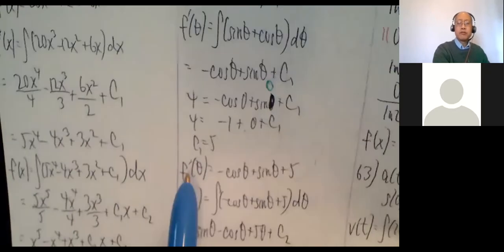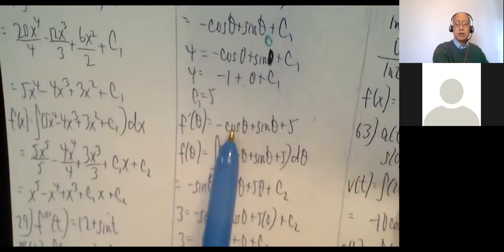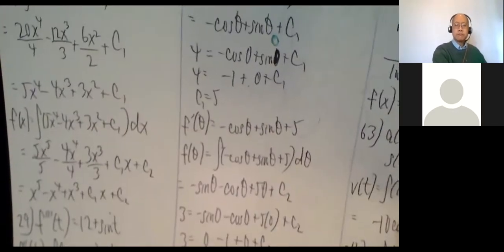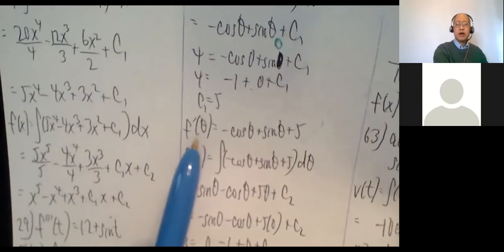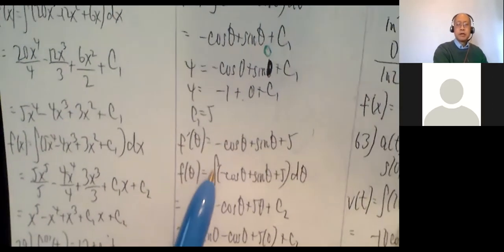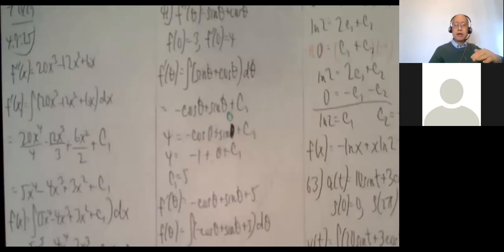Property number two, for the derivative function, when I plug in 0, I should get 4. So plug in 0. Negative cosine of 0, that's negative 1, plus sine of 0, 0, plus 5. Negative 1 plus 5 is 4. It works. So I know I did it right. Okay, so this is f prime. Integrate one more time to get back the original f. Again, all semester long, we've been going down the elevator, so to speak, and now we're going back up. So integrate to go back up to the first derivative, and go back up to the original function.